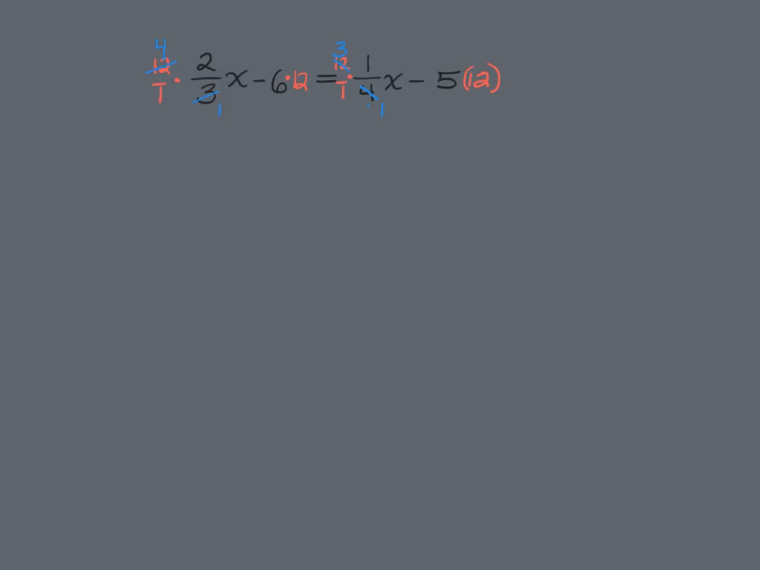Now's the tricky part because you got to make sure you multiply what's left. All right, so I've got 4 times 2 times x. So that's going to leave you with 8x minus 6 times 12 is 72 equals 3 times 1 times x, which is going to be 3x minus 60. So now I've eliminated my fraction. If my fraction is supposed to be there, mathematically, it will be there when you're done solving for x.